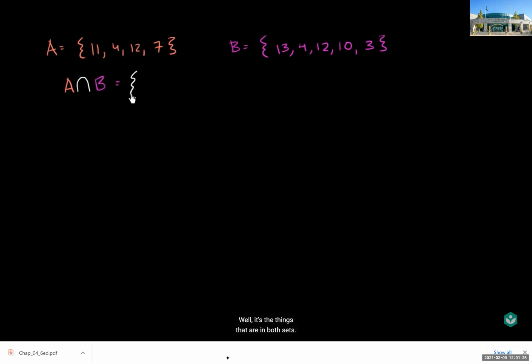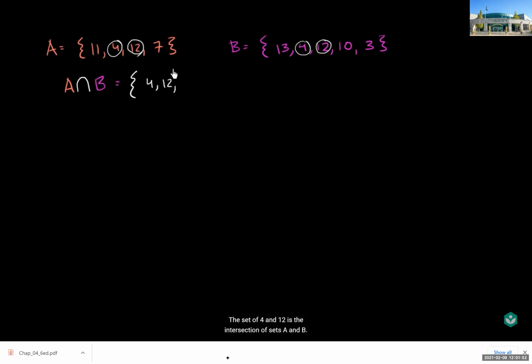Well, it's the things that are in both sets. So I have 11 here, I don't have an 11 there. So that doesn't make the intersection. I have a 4 here, I also have a 4 here. So 4 is in A and B. So I'll put a 4 here. The number 12, it's in A and B. So I'll put a 12 here. Number 7's only in A. And then 13, 10, and 3 are only in B, so we're done.